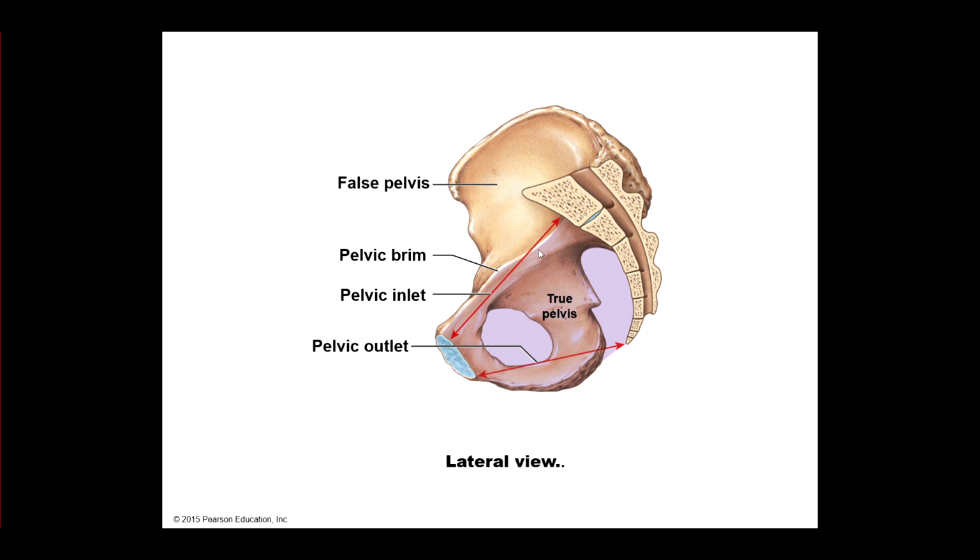So here's the pelvic brim. Above the pelvic brim, the region is known as the false pelvis. Below the pelvic brim, that region is known as the true pelvis. Again, if we were going to put our hand down into the true pelvis, we would pass the pelvic inlet. Now our hand would be in the true pelvis, and then if you push your hand through the model and push down, you would now exit through the pelvic outlet.